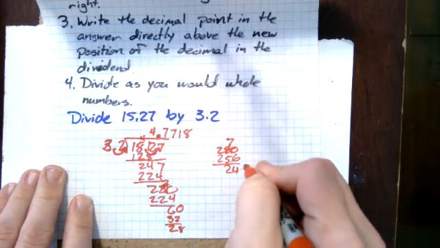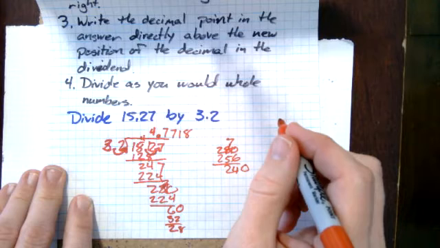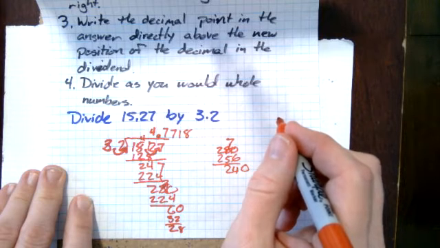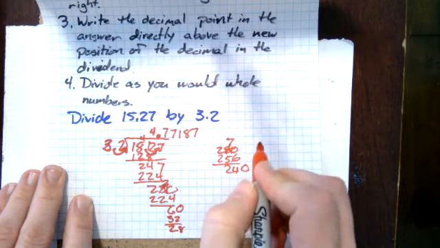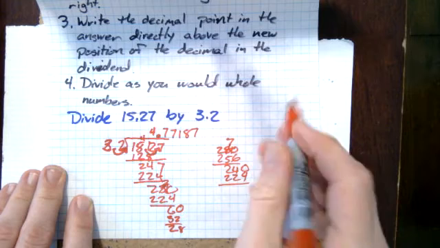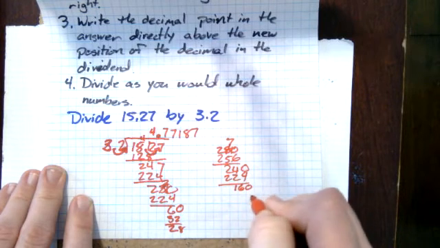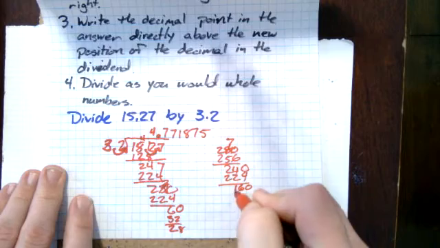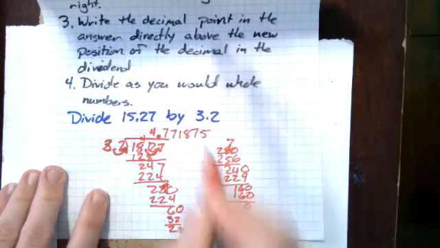Okay, so we're left with 240. 32 goes into 240. Isn't this exciting? 32 goes into 240 7 times. 7 times 32 is again 224, which is a difference of 16. And here we go, because we know that 32 times 5 is 160. So here we go.